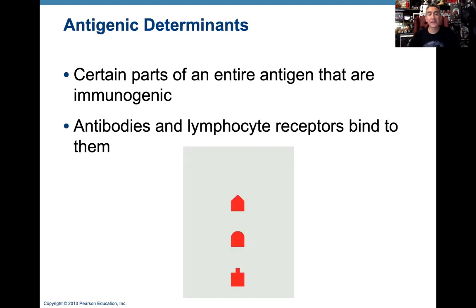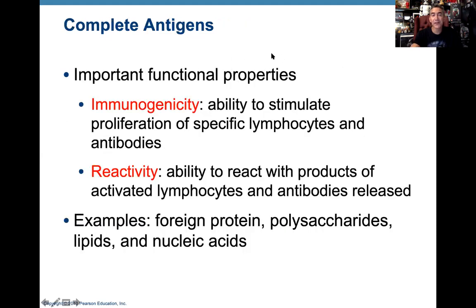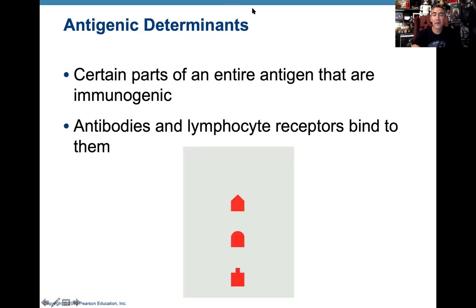So antigenic determinants. Antigenic determinants are part of the antigen. So certain parts of the complete antigen that are immunogenic. So antibodies and lymphocyte receptors bind to these, right? So yes, the entire protein, the entire antigen is foreign. There's going to be a lot of parts that are sort of hidden, not exposed to our immune system. So then we deal with these little antigenic determinants here.